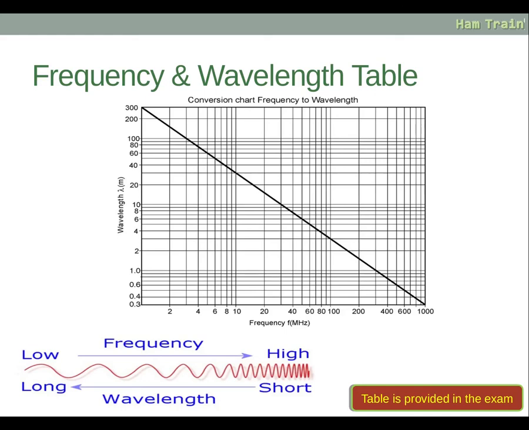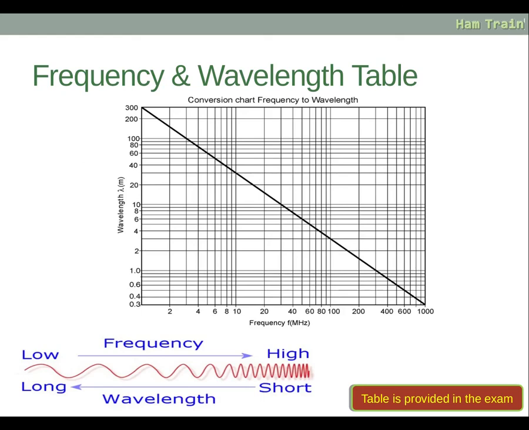During the test, you'll be given a frequency to wavelength conversion table, and it will look like this. We saw this in the last course, the last set of slides, and it will give you the wavelength values on the left and the frequency in megahertz on the bottom, and you can just follow the lines up and across or across and down, whether you're converting from wavelength to frequency or frequency to wavelength. You're simply reading it off the chart. If you have any questions about this or you didn't understand it from the last training, then please ask one of the tutors.